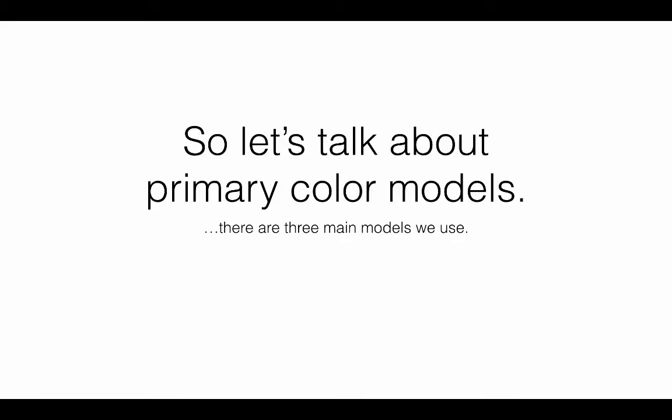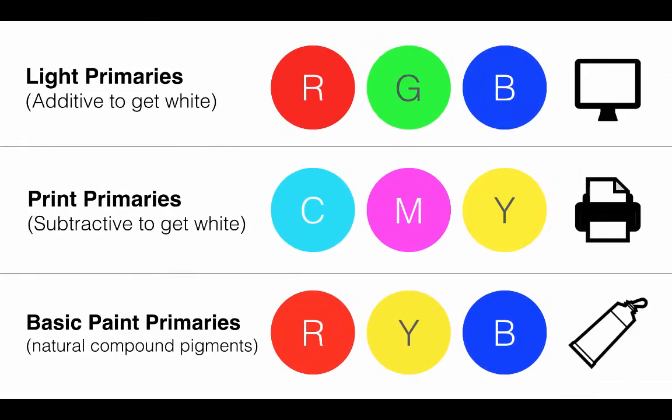So let's talk about the different primary color models. There are three main models that we use. The one at the top is what I mentioned; you see the little monitor off to the right, a little display next to it. That's the additive model, and it gets you white when you add all of them together. As I mentioned before, this is used in anything where the color of things is transmitted via light: desktop displays, your phone, projectors, things like that.